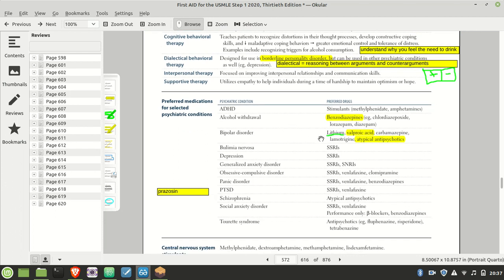Medications, things you should remember. SSRIs go for pretty much everything. Keep in mind though, here are some important things to remember. Social anxiety disorder, of course SSRIs. However, for performance-only subtypes, things like you have to give a speech or something, beta blockers or benzodiazepines.